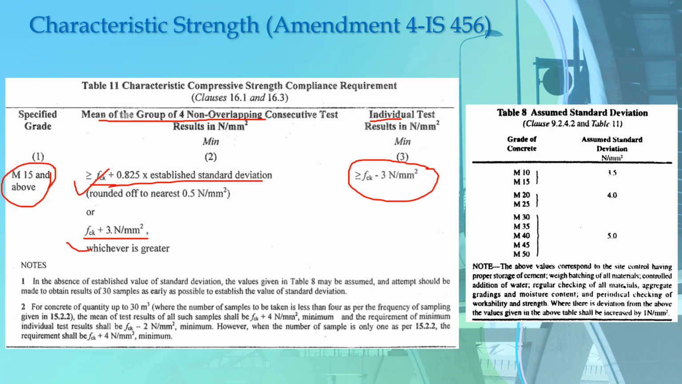So for a group of 4 non-overlapping consecutive tests, that means, for example, if you have performed 8 samples, if you have 8 test specimens, then you have to calculate the mean of 4 non-overlapping consecutive tests. That means first the mean of these 4, then the mean of these 4, and again these 4, and again these 4.